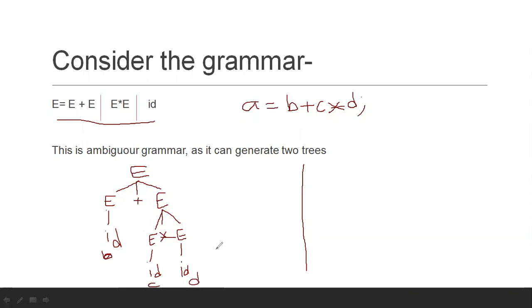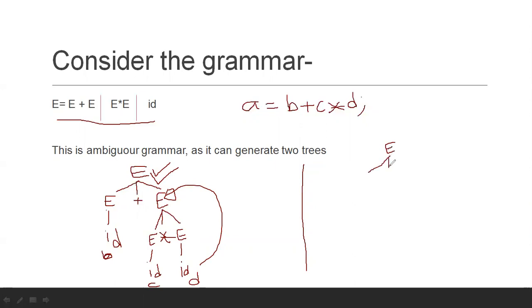Now see the scenario. Here how will it be evaluated? First of all, C into D will be performed first. C into D will come here. Then B will be added with C into D and you will get the result. Okay, this is the tree. One more tree is possible with the same grammar.